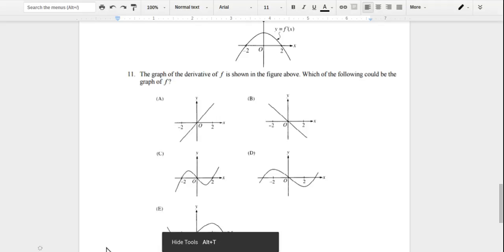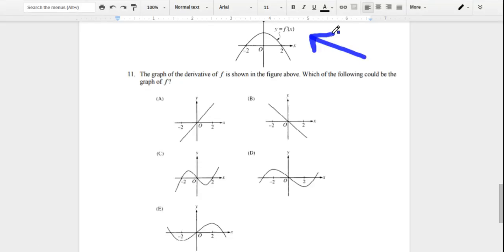So number 11, we're just going to basically do by inspection here. We have the graph of the derivative of f is shown. So we need to make note that that is the graph of f prime. We want to know which one of these things is the graph of f, the original function here.